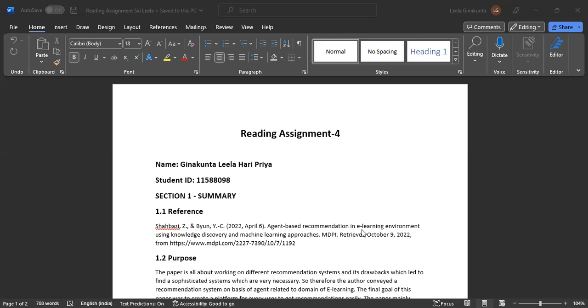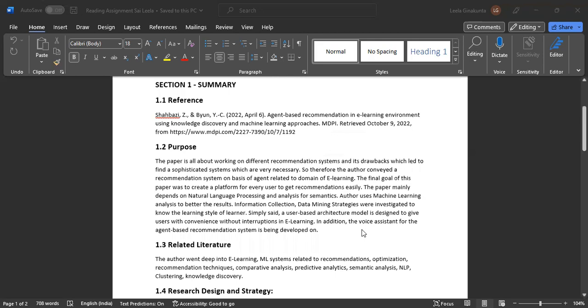Coming to the purpose, the paper is all about working on different recommendation systems and their drawbacks, which led to finding a sophisticated system which is very necessary. Therefore, the author conveyed a recommendation system on the basis of an agent related to the domain of e-learning. The final goal of this paper was to create a platform for every user to get recommendations easily.